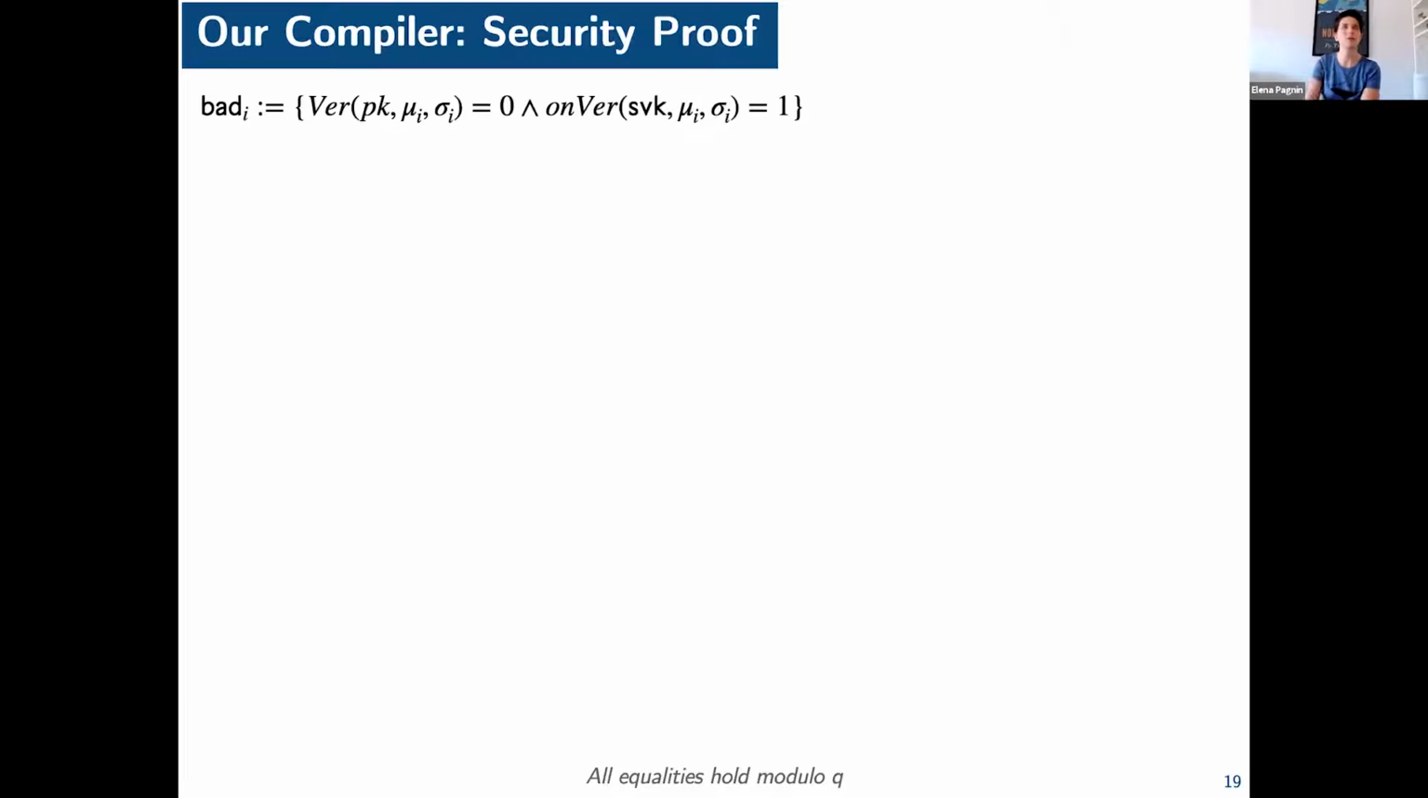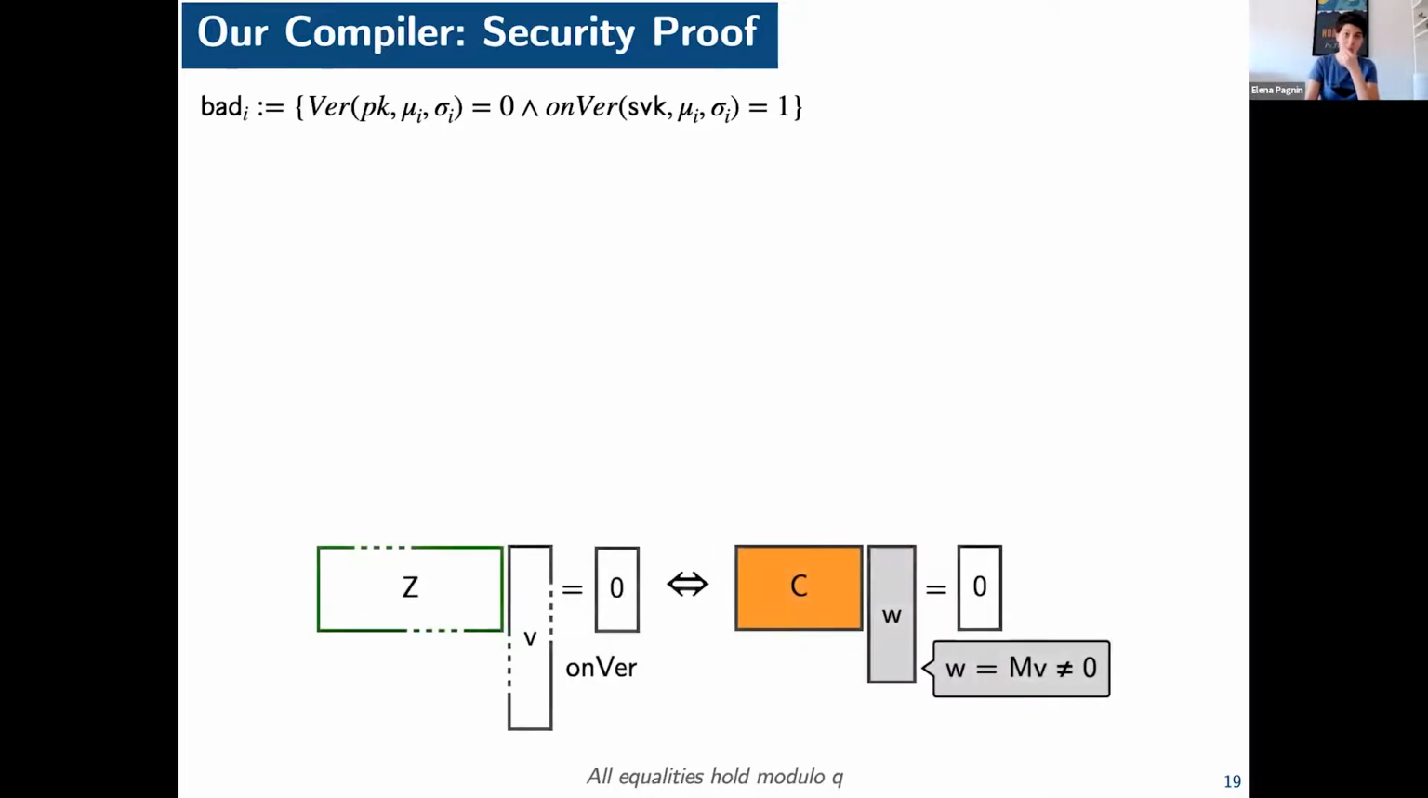Good. So here I'm just restating what the event bad I means. Bad I means that the standard verification would reject the message signature pair, but the online verification would accept it. So that's what we don't want. And this is just to have the picture of how we build things. So I have Z and V, but Z is actually C times M. And for convenience, we will call MV a vector W, and we just check C times W. This is just mathematics. These things are all equivalent 100%. It just makes the analysis easier.